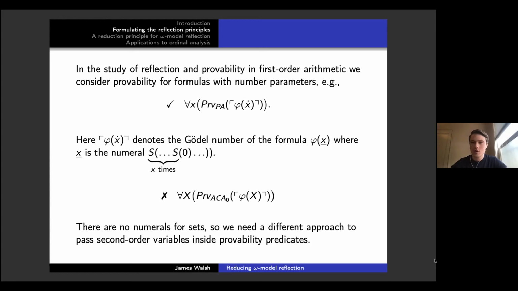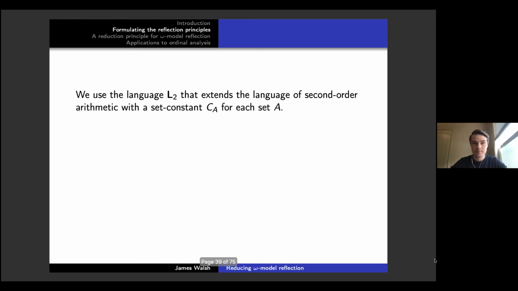So what does it mean? We need some other approach to pass the second order variables in the scope of the provability predicates. That's the problem. And the approach is to simply enrich the language. So what we're going to do is use this language, boldface L2.